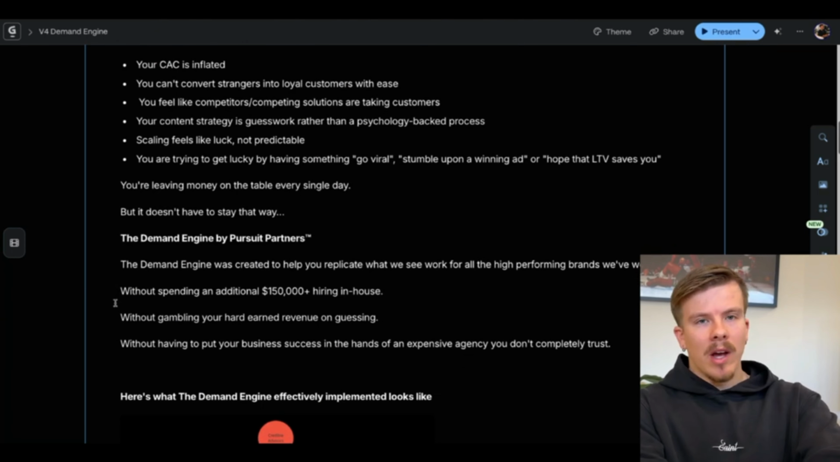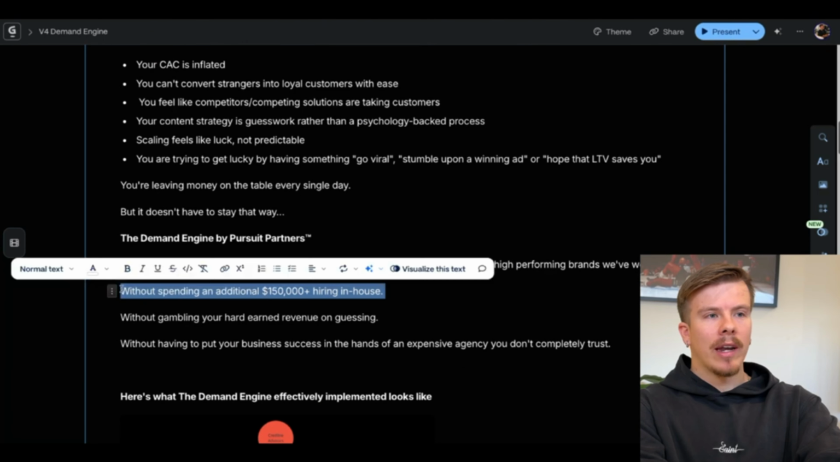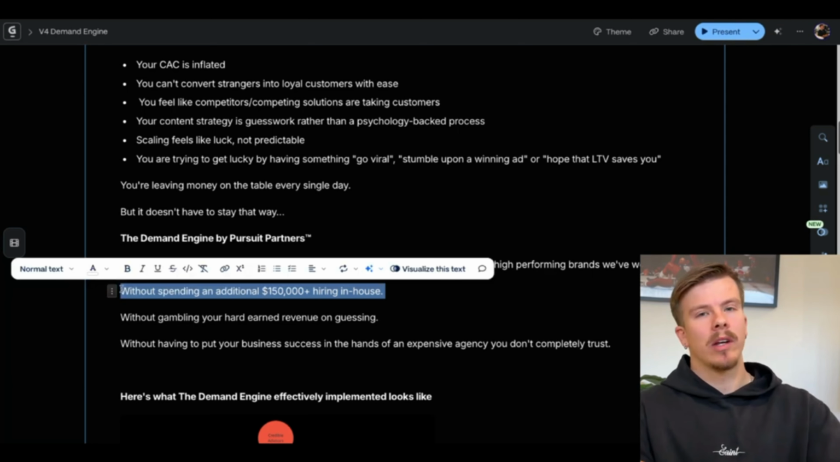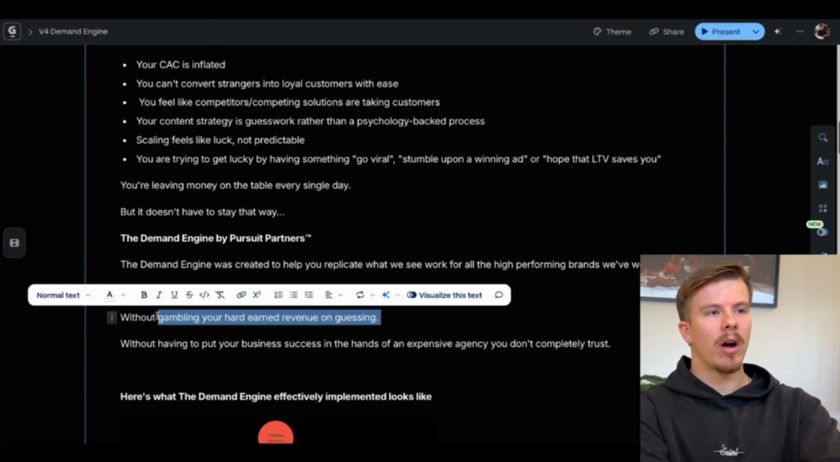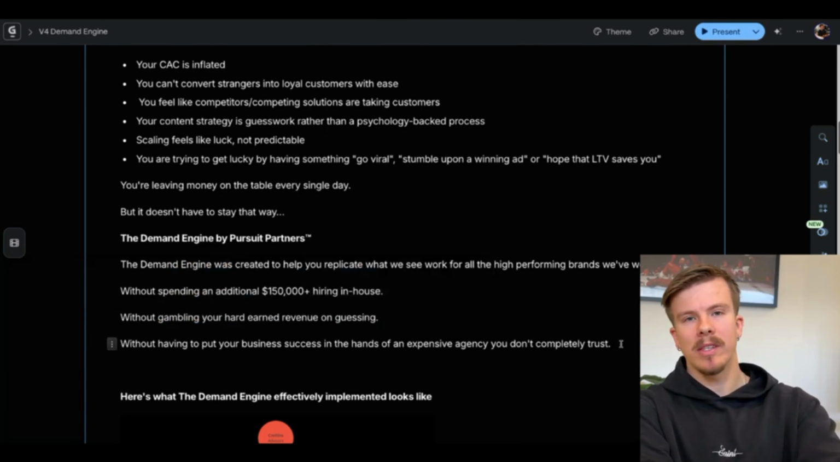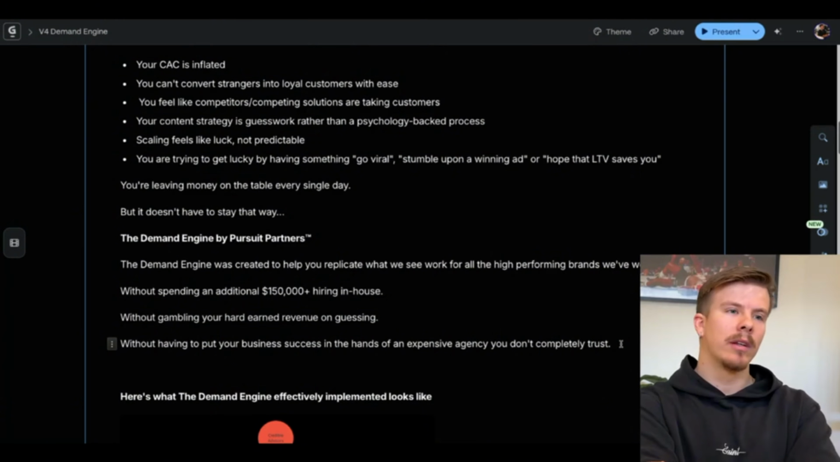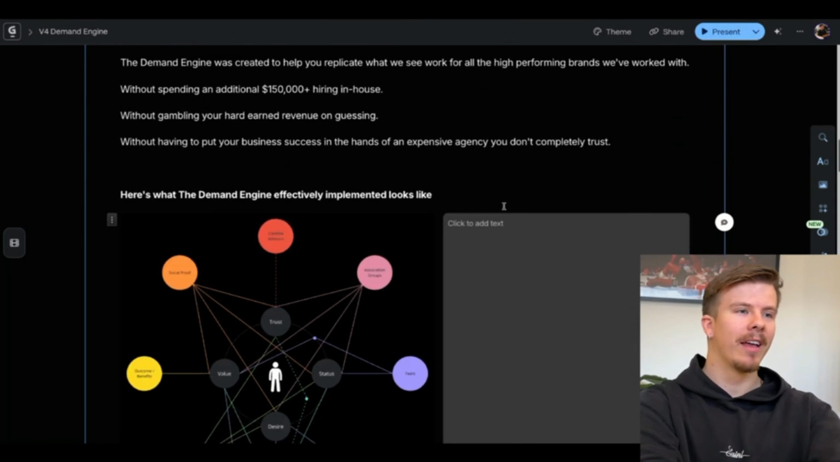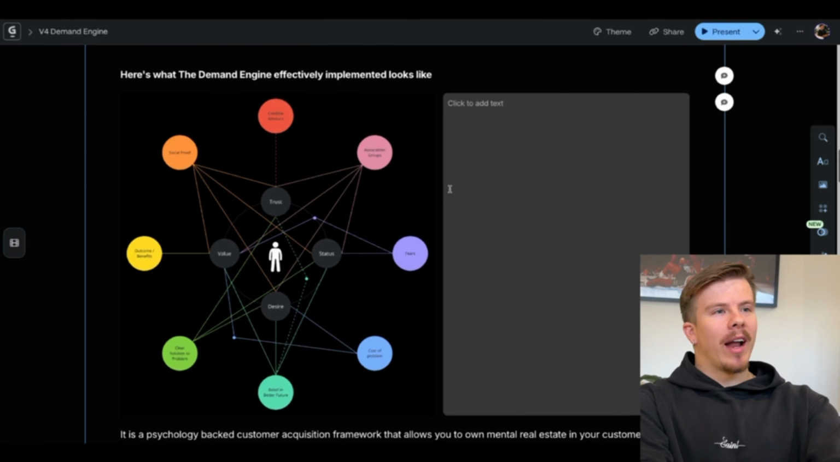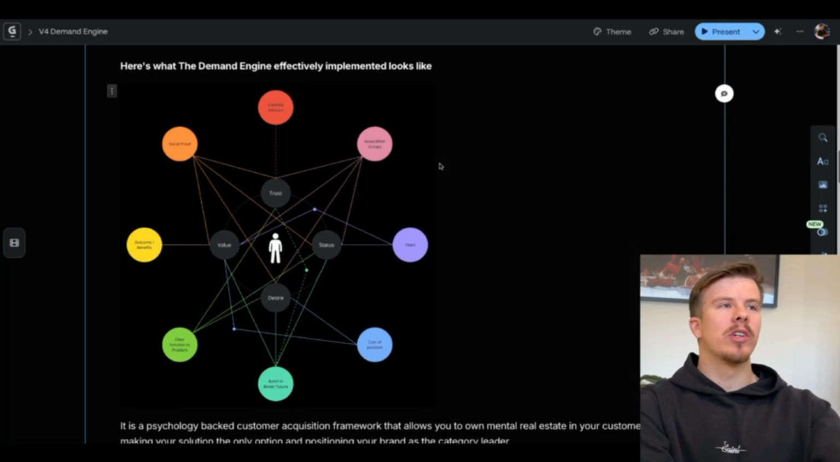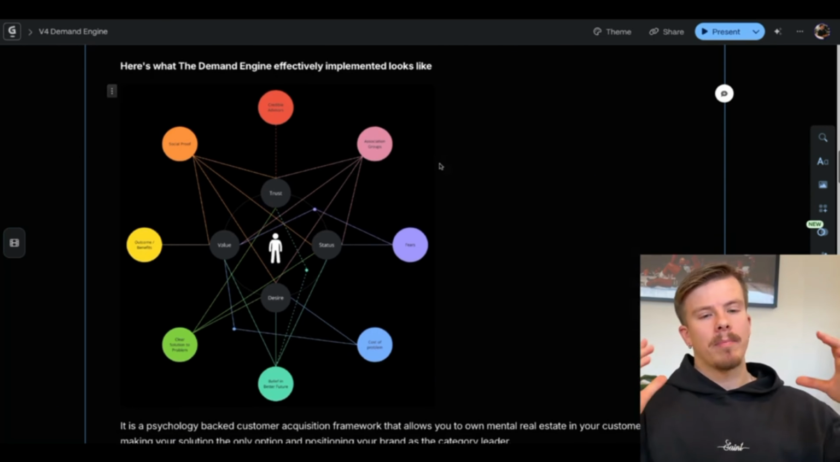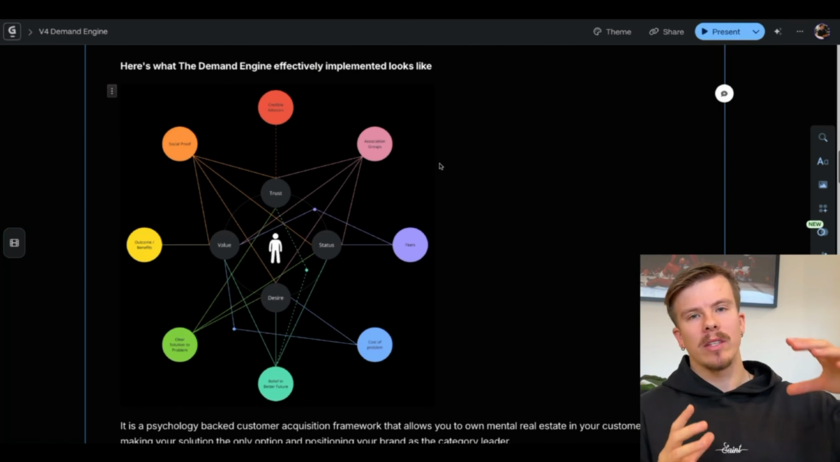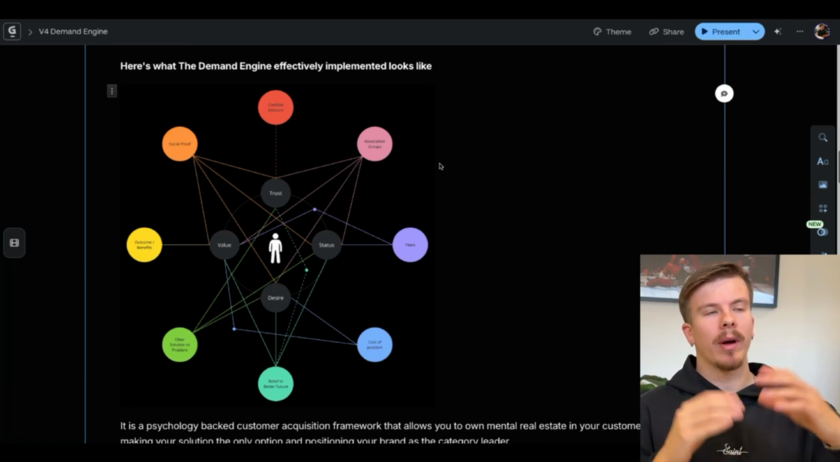All at the same time, without having to spend 150K hiring in-house, risking someone with a potential skill set that probably won't even have this knowledge, without gambling your hard-earned revenue on guessing, and without having to put your business success in the hands of an expensive agency you don't trust, which a lot of people do. Painful, right?